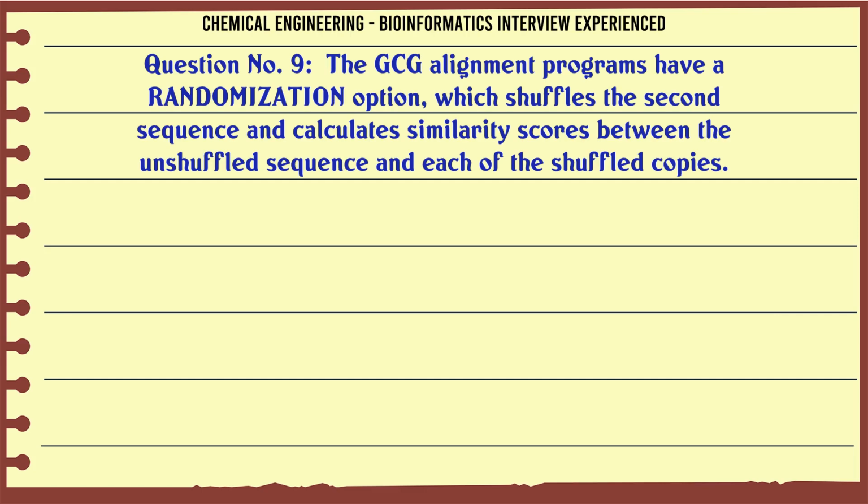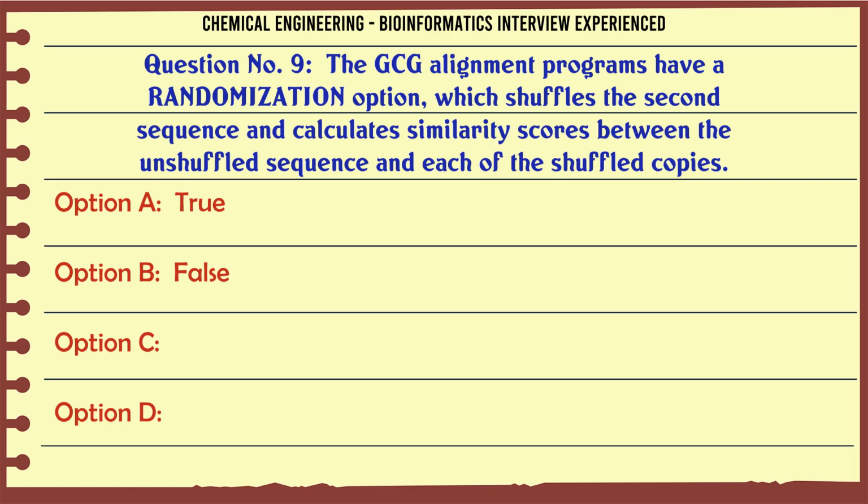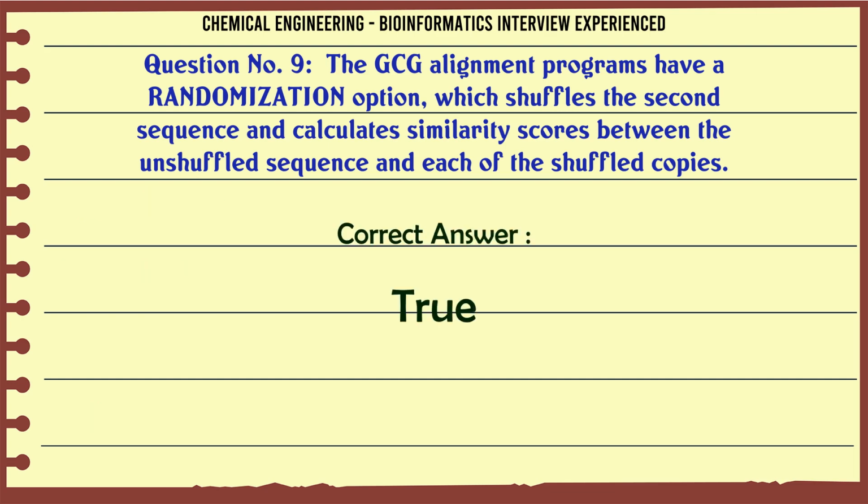The GCG alignment programs have a randomization option which shuffles the second sequence and calculates similarity scores between the unshuffled sequence and each of the shuffled copies. A. True. B. False. The correct answer is true.